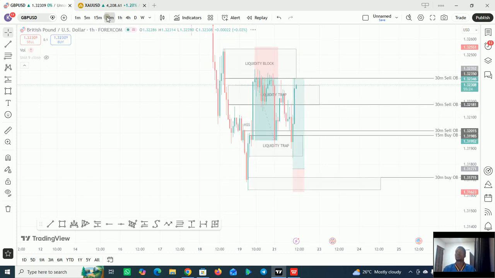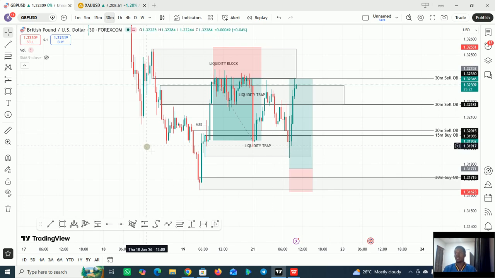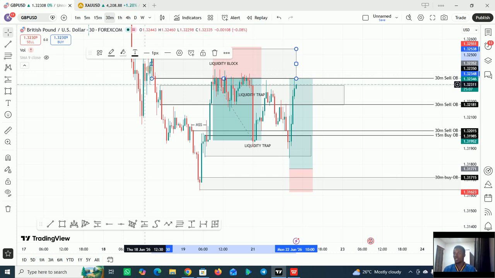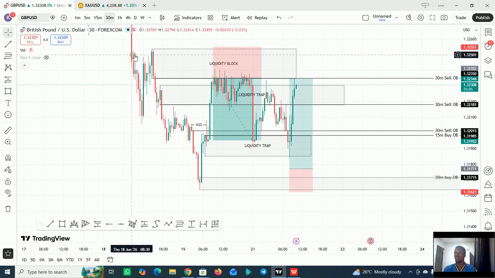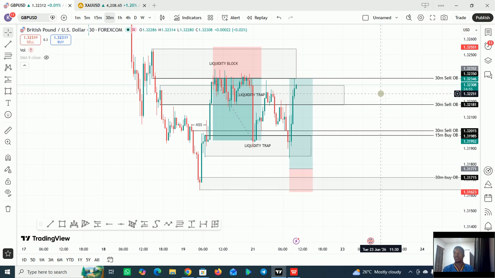So let's go down to 30 minutes. On our 30 minutes time frame, I figured out my liquidity block because price is bearish. As you can see, this is our liquidity block, the candle that took out liquidity before coming to break structure here. As you can see, there was a fair value gap there. So that is a very valid 30 minutes sell order block.